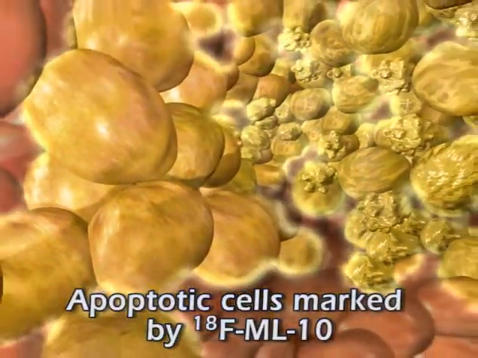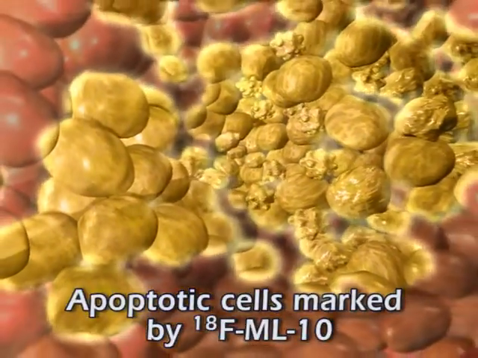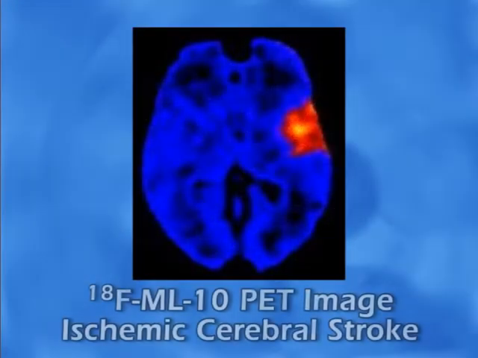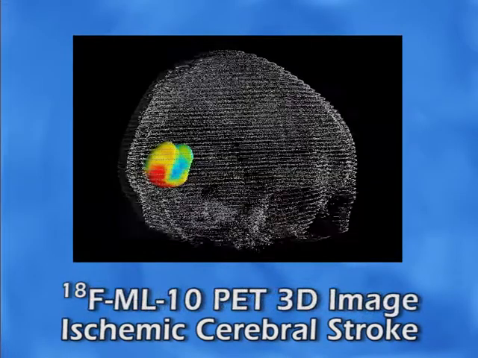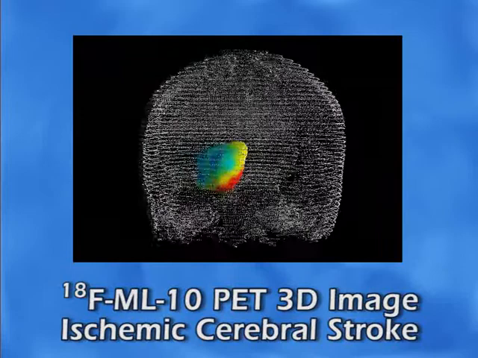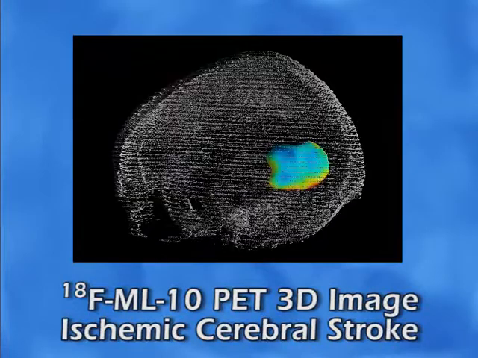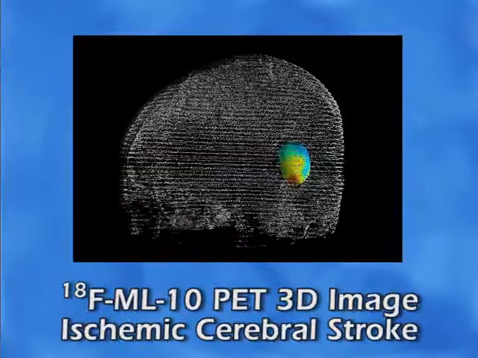As it accumulates in the apoptotic cells, the radioactive probe reports on their location, and the PET scanner generates an image that allows clinicians to map cell death in real time. The yellow-red region in these PET images shows the apoptotic brain damage detected as a result of ischemic cerebral stroke.